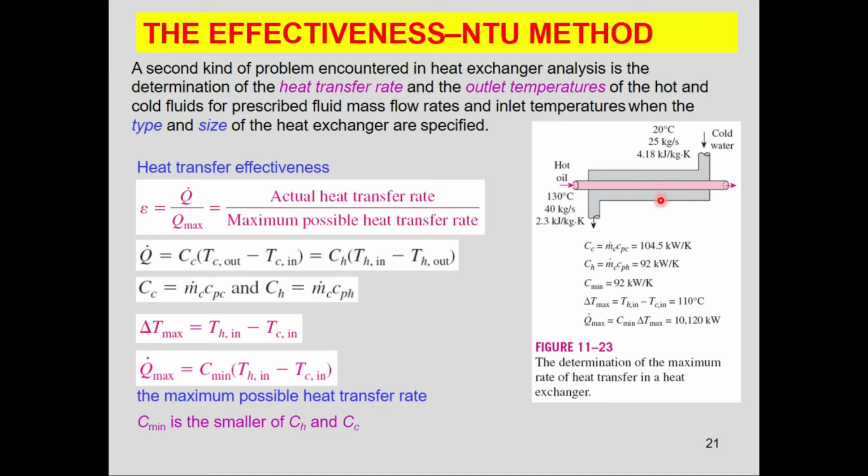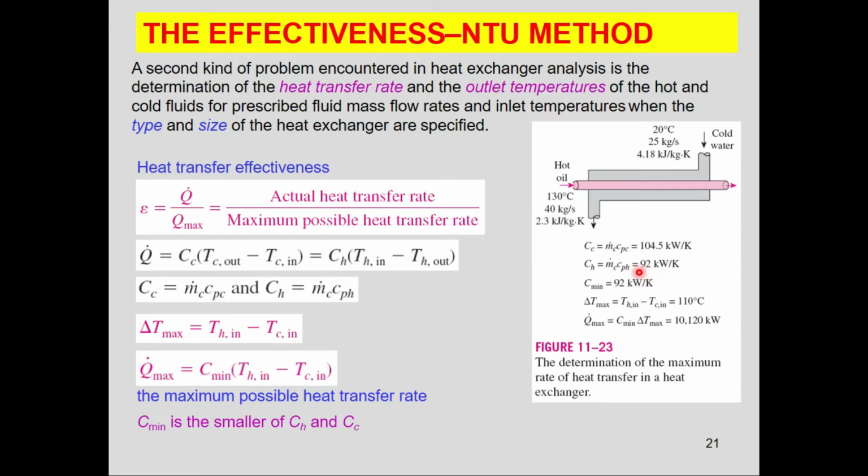So first we have to determine the heat capacity rate for the cold fluid. This is the formula for the heat capacity rate, Cc, the heat capacity rate for the cold fluid, which is the product of the mass flow rate multiplied by the specific heat. So we will have the heat capacity rate for the cold fluid, which is 104.5 kilowatt per Kelvin. And similarly for the hot fluid, we can get the heat capacity rate by multiplying its mass flow rate, which is 40, by Cph, which is 2.3. We get the value of the heat capacity rate, which is 92.